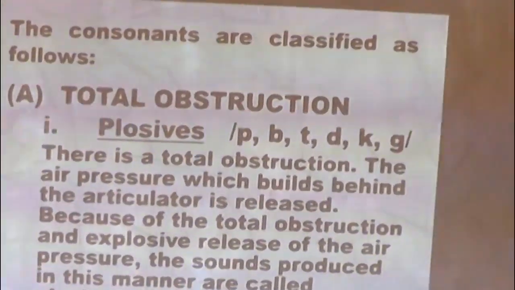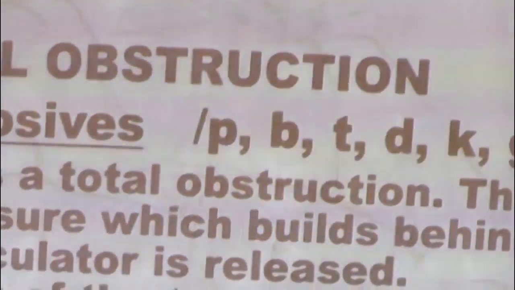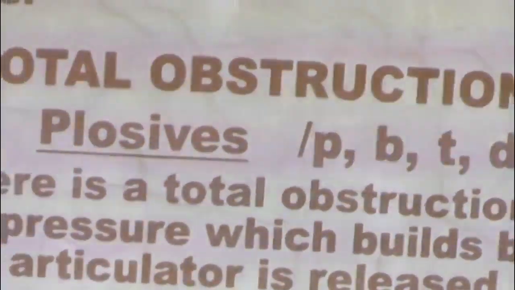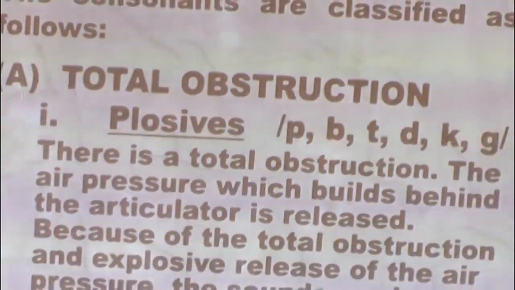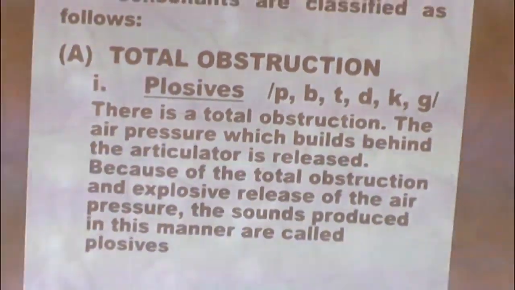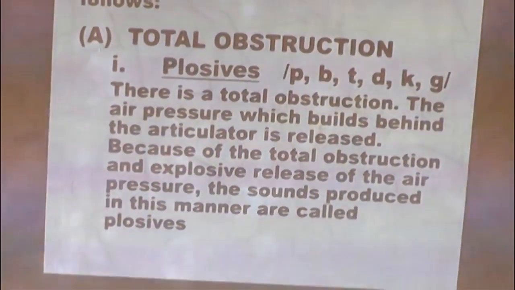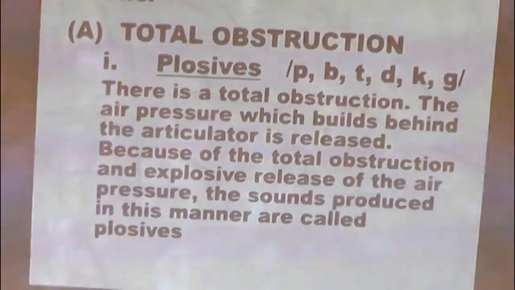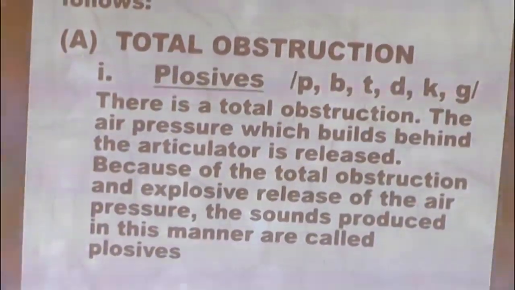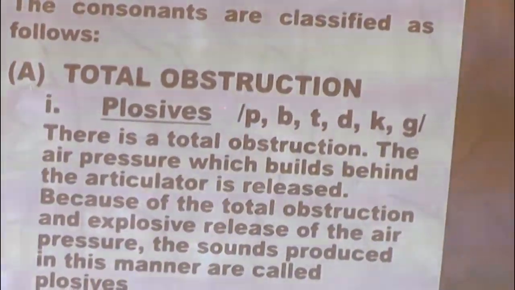Now, under the total obstruction classification of consonant sounds, the first one that we look at is the plosives. Under the plosives, there is a total obstruction to the airstream. The air pressure which builds up behind the articulator is released. Because of the total obstruction, there is an explosive release of the air pressure, and the sounds produced in this manner are called plosives. Let's look at these sounds.